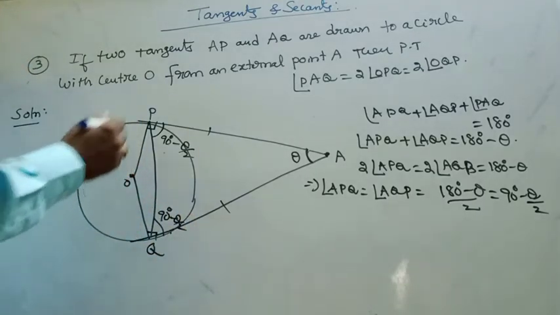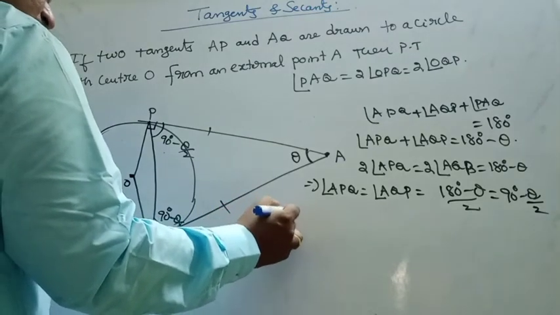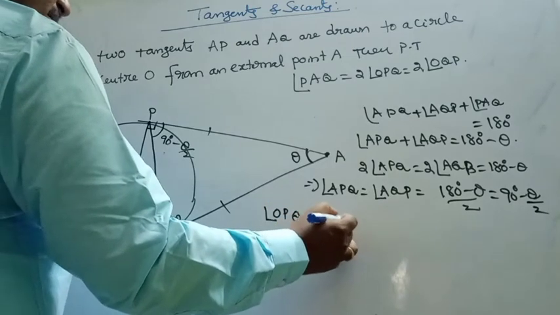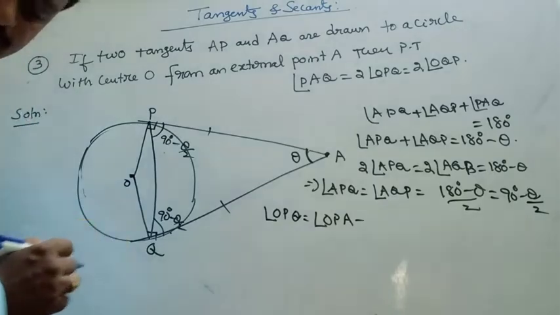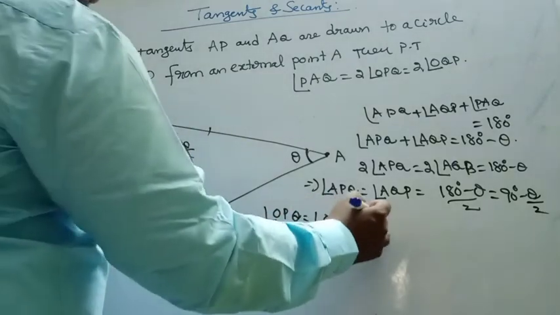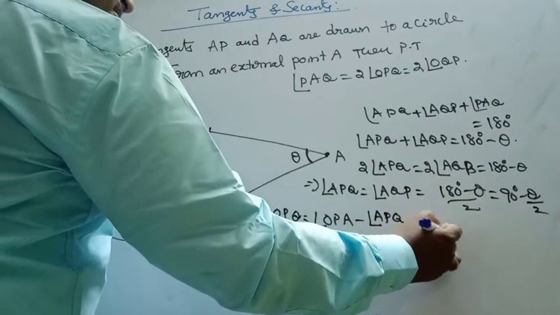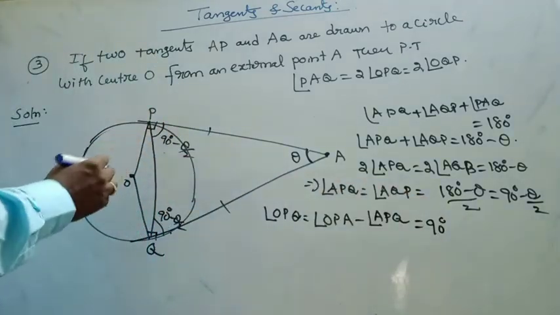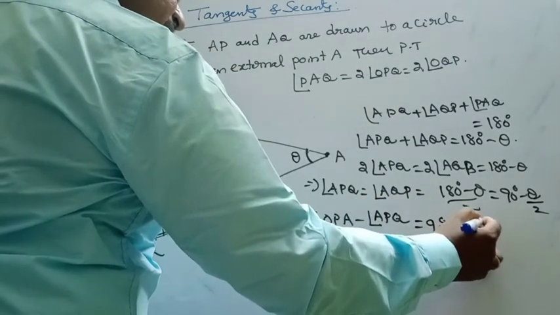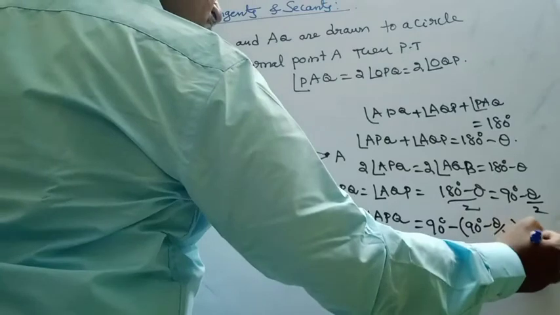Now we need angle OPQ. OPQ, you know that actually this is angle OPA. I need angle OPQ, right? This is equal to angle OPA minus, I will just subtract angle APQ, like this. Angle OPA is actually 90 degrees, because it will make 90 degrees at the point of contact, minus 90 degrees minus theta by 2, like this. Now 90 minus 90, minus into minus plus, this becomes theta by 2 we have got.